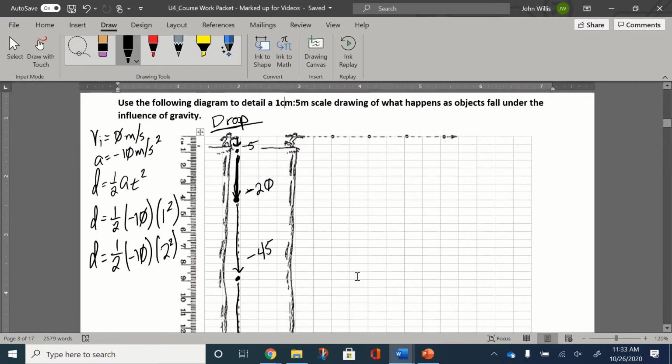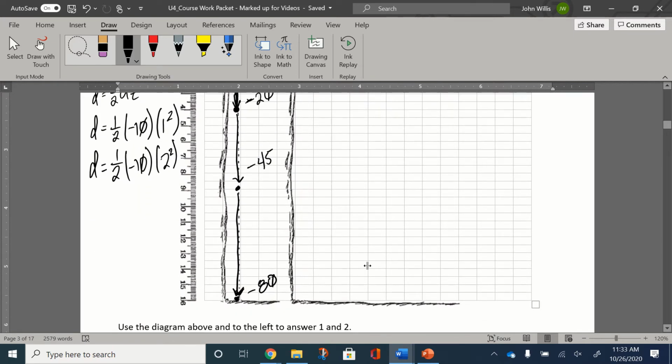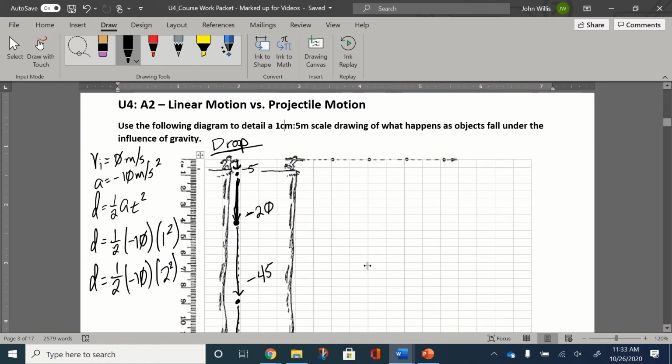This was our drop problem. This is what we did in the last unit. This is actually the exact same problem that was in that data table on the Unit 3 review guide. So this should not be new. What we are going to do is apply that to horizontal motion.